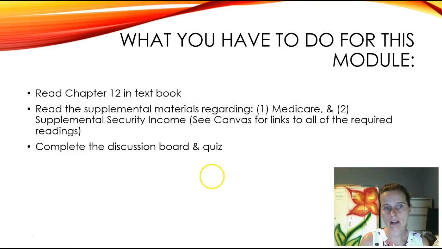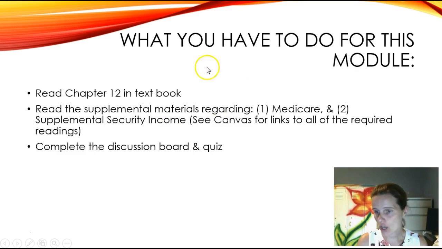So again, for this module, you will have to read Chapter 12, as well as the additional materials related to Medicare and supplemental security income. Then based on those materials, you will have to complete the discussion board and the quiz. Of course, those can be accessed by just going to the very bottom of our Module 5 page on Canvas.